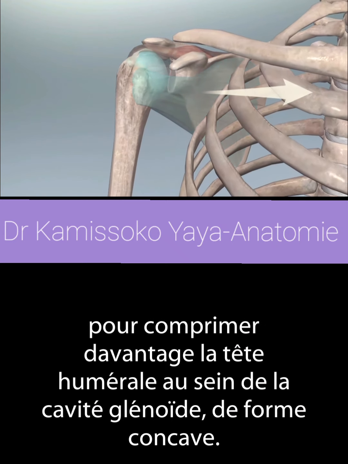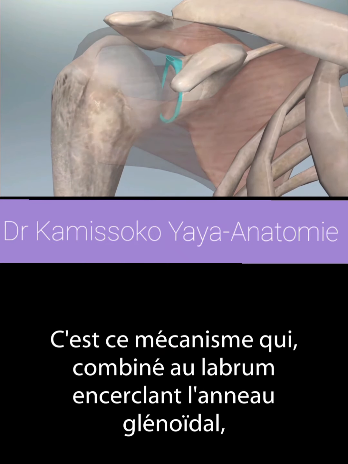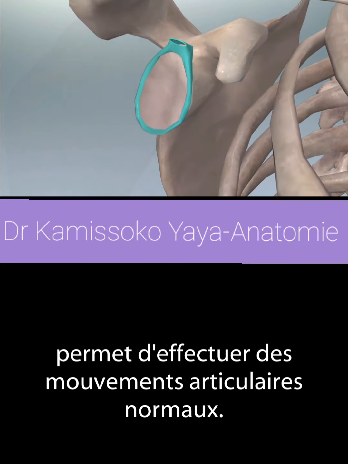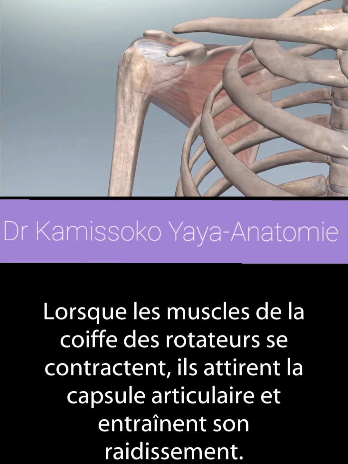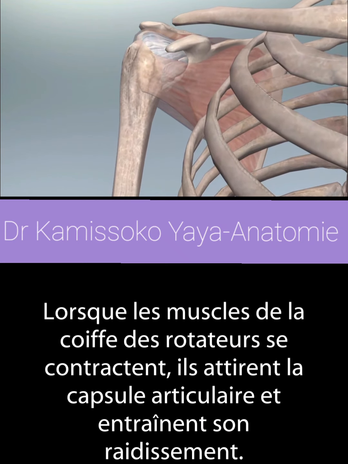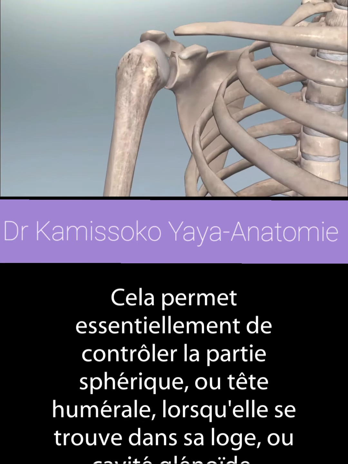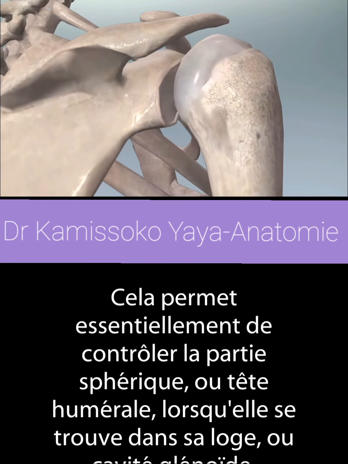The infraspinatus and teres minor are both external rotators and work with the subscapularis muscle to further compress the humeral head within the concave glenoid. It is this mechanism combined with the labrum that encircles the glenoid rim that helps establish normal joint movements. When the rotator cuff muscles contract, they pull on the joint capsule and cause it to tighten up. This essentially aids in controlling the ball, or humeral head, as it resides in the socket, or glenoid.